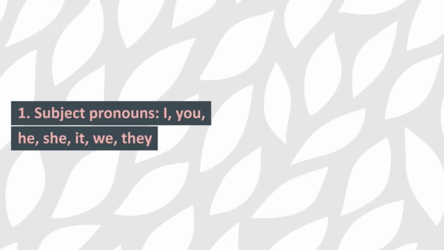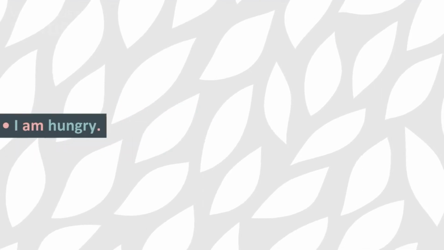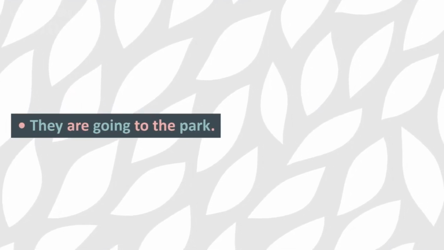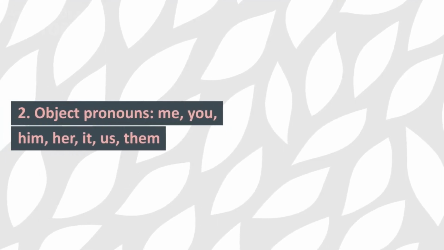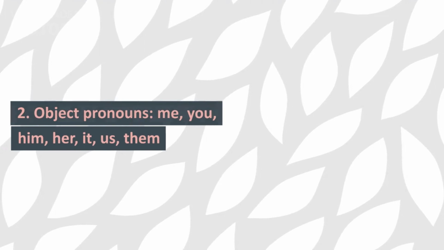For example, 1. Subject pronouns. I, you, he, she, it, we, they. I am hungry. She likes chocolate. They are going to the park. 2. Object pronouns. Me, you, him, her, it, us, them. He gave me a book. She loves you. We saw them at the mall.